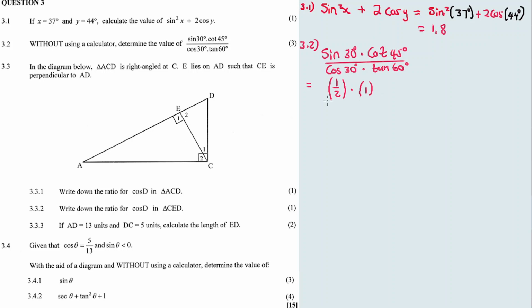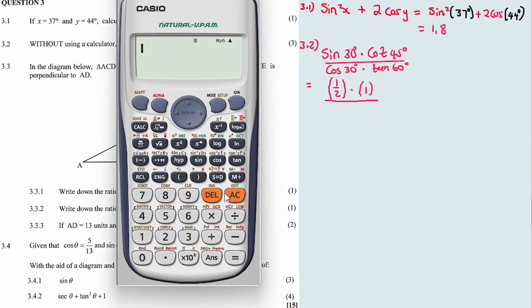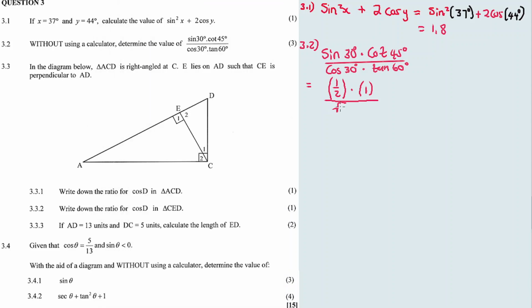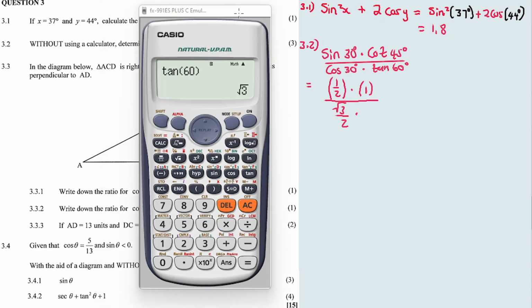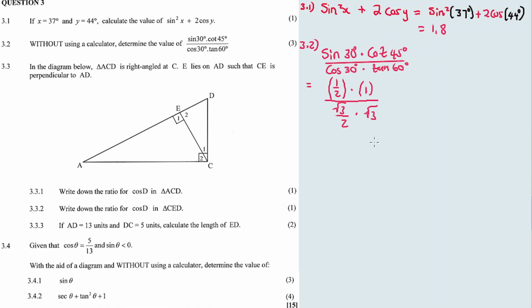It's 1. And then the inverse for sec, it's cos. For cosec, it's sine. So on and so forth, right? Cos 30 degrees, it's square root 3/2. Square root 3/2 times tan 60 degrees, square root 3 now. Let us check. Oh yes, it's the square root of 3. Square root of 3.